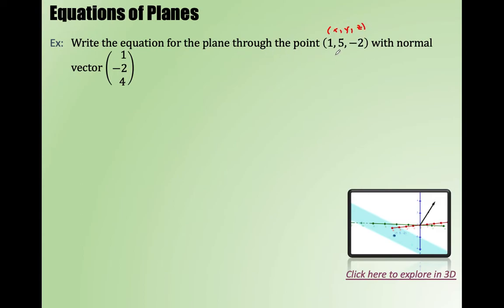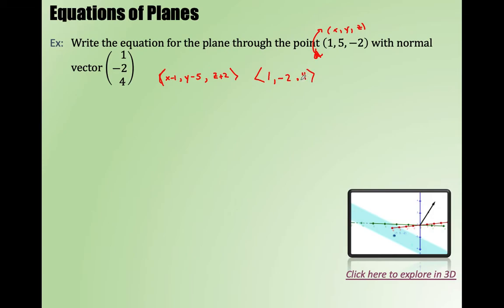So I'm going to create a vector going from the point 1, 5, negative 2. So that's my point, that's my A or my D. Going from here to here. So what am I going to do? x minus 1, comma, y minus 5, comma, z plus 2. And what does that have to do with the normal? Then we're going to have the normal 1, negative 2, 4.